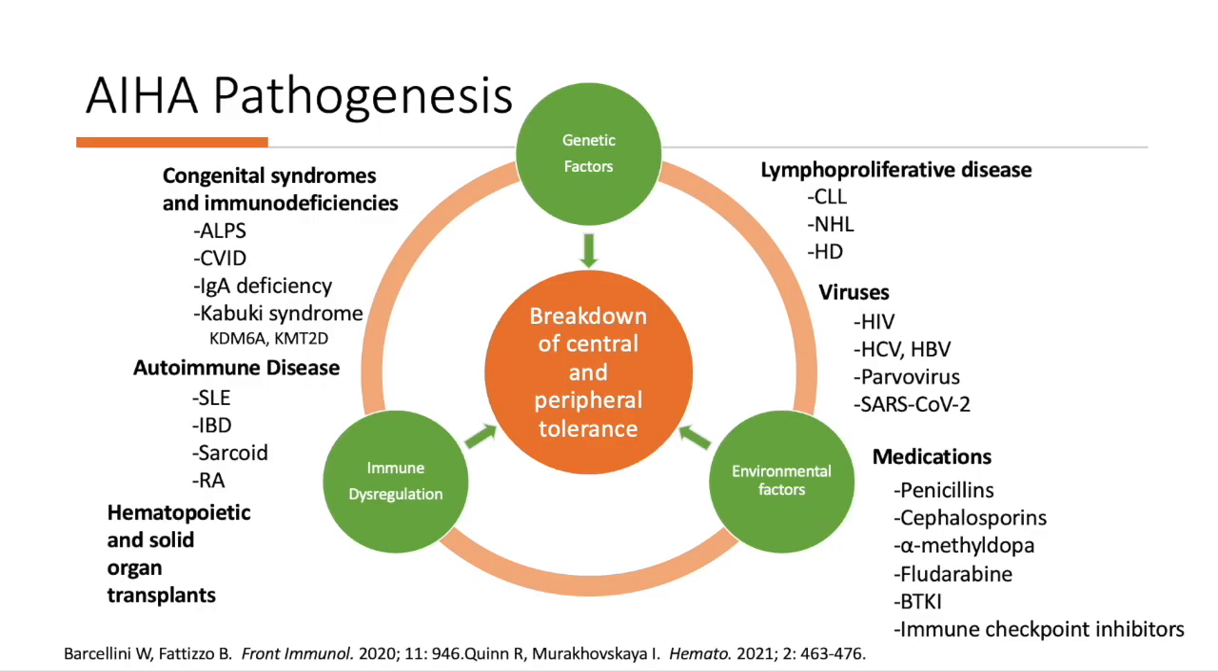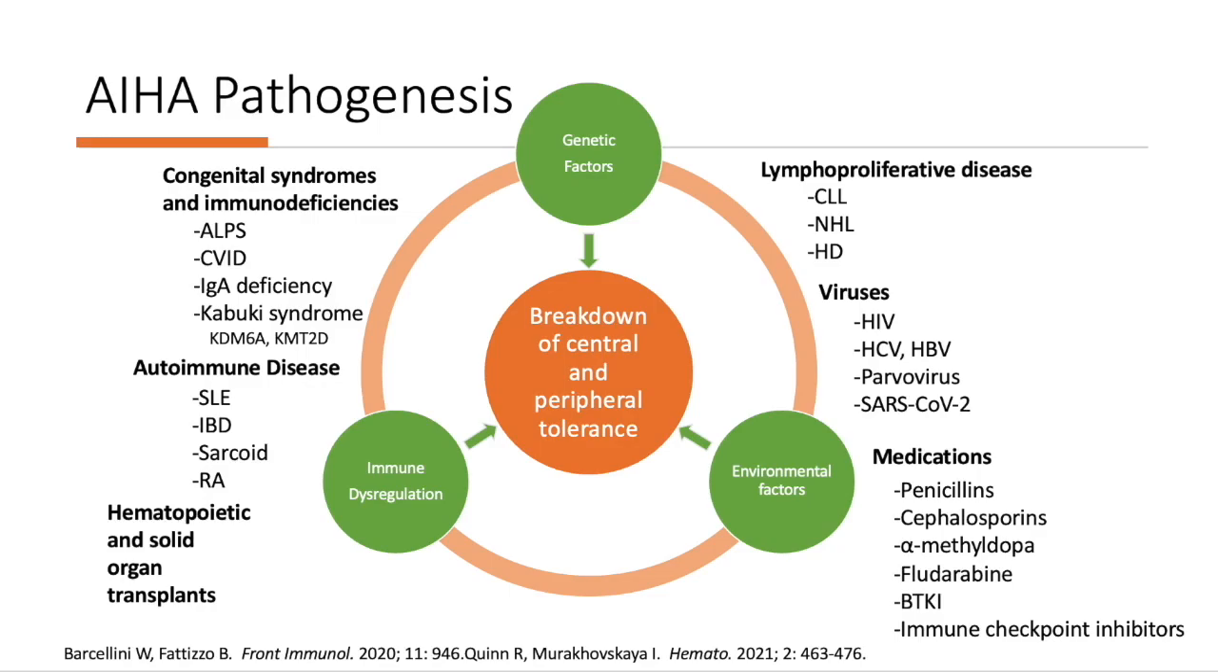In addition, you can have immune dysregulation, such as seen in autoimmune diseases, including lupus, inflammatory bowel disease, sarcoid, as well as rheumatoid arthritis, or in the setting of hematopoietic and solid organ transplantation, or with the use of certain medications, including immune checkpoint inhibitors.